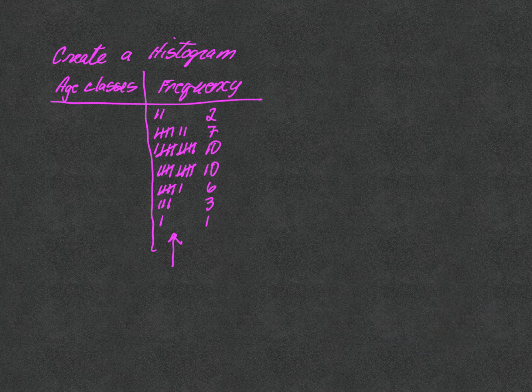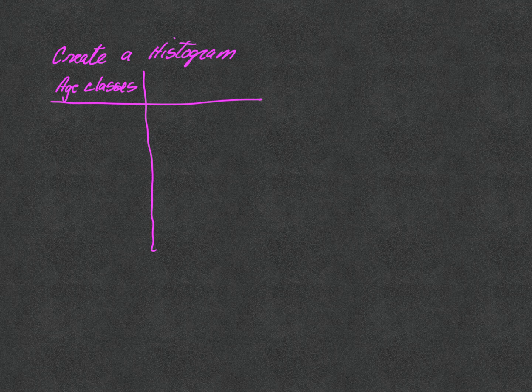So I want to label my x-axis, and then my y-axis, I also want to label it frequency, and it's okay with me if you use abbreviations, but they should be common abbreviations. And now what we do is on the x-axis, we just place our class boundaries.